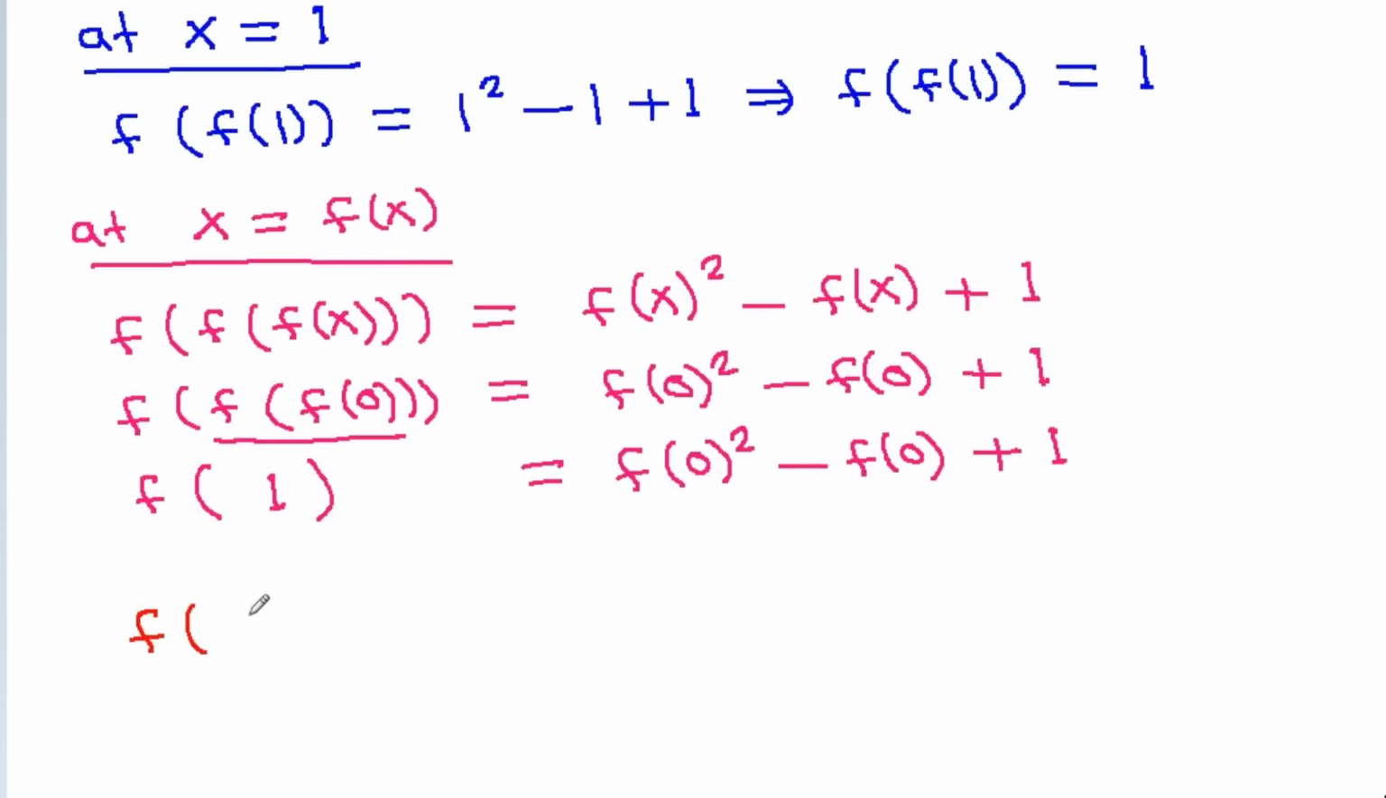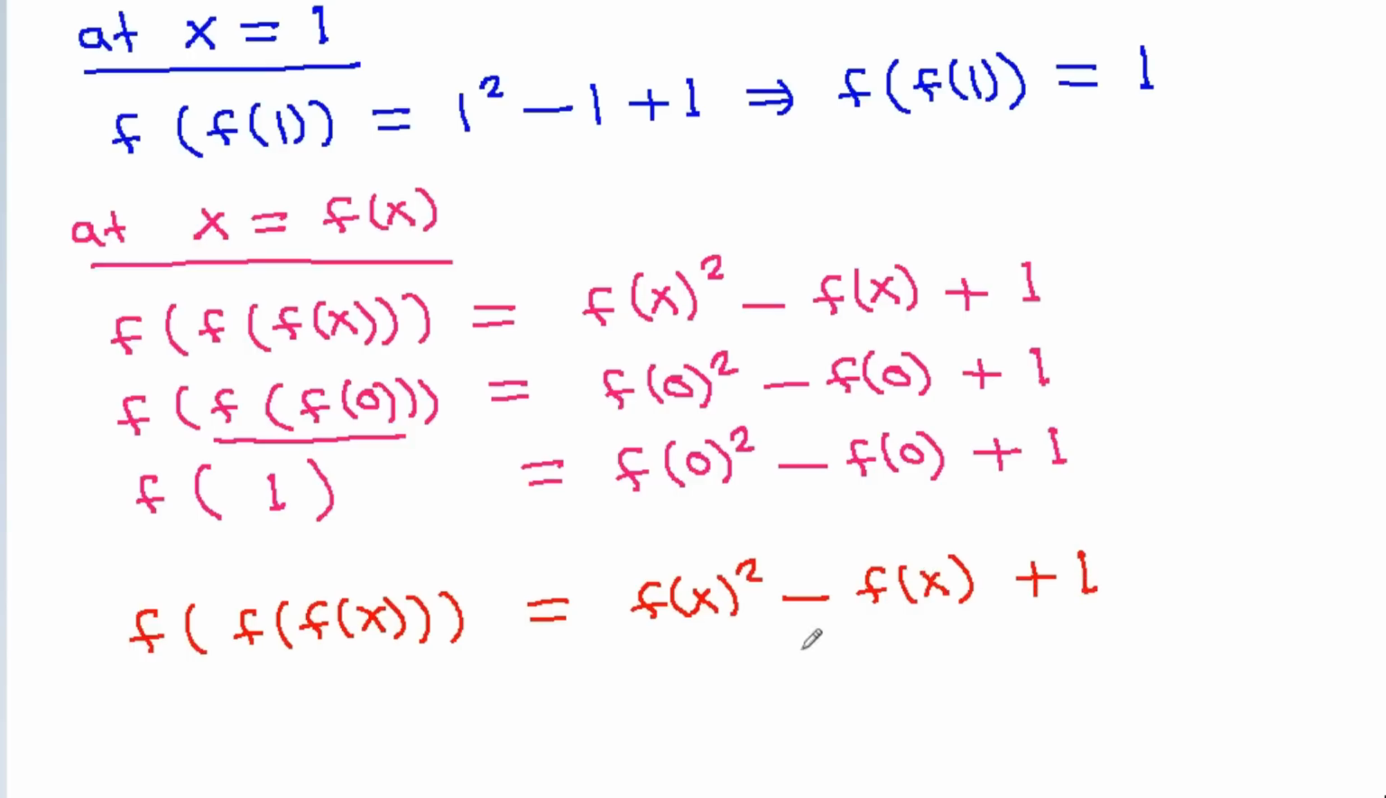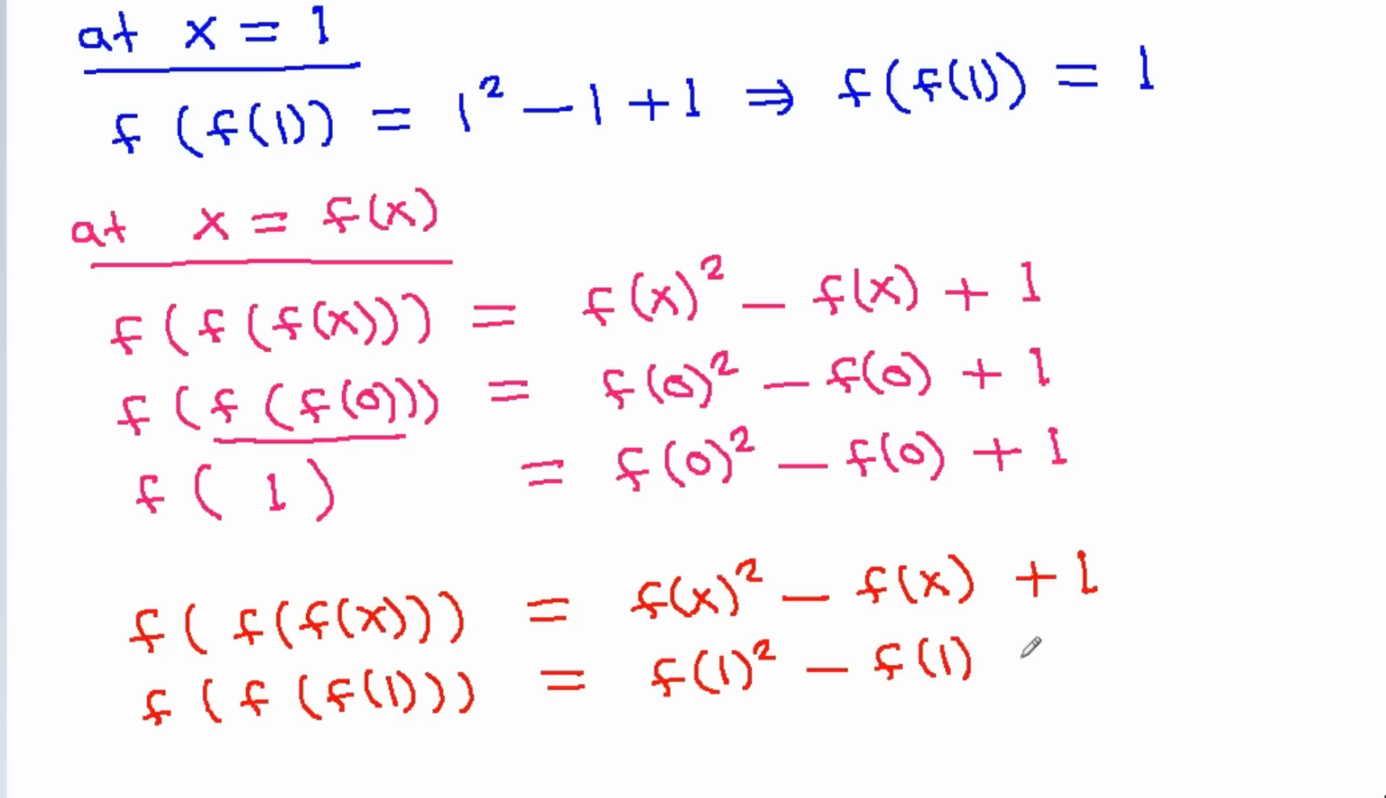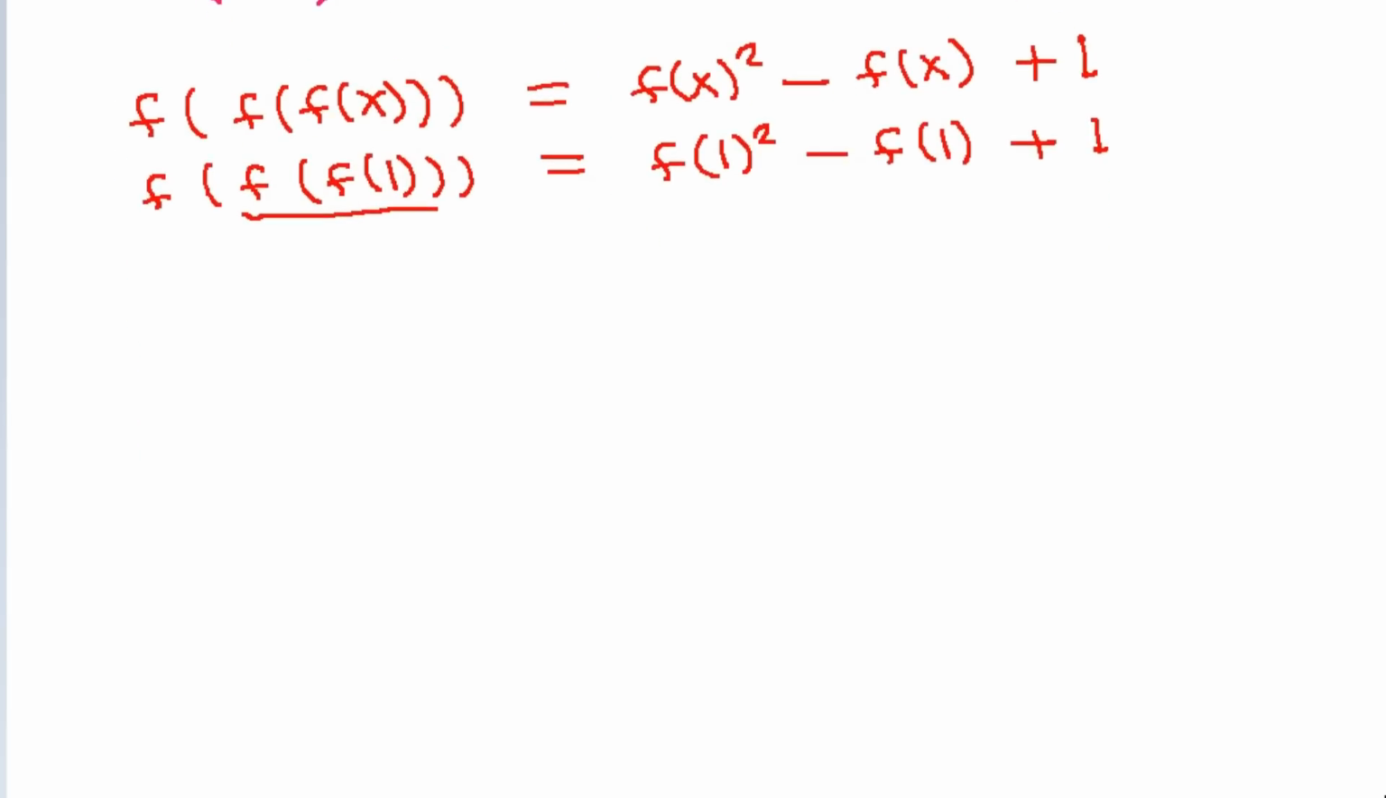And we have f of f(x) is equal to f(x) squared minus f(x) plus 1. And if we put x is equal to 1, then f of f(1) will be equal to f(1) squared minus f(1) plus 1. And f of f(1) is equal to 1. So 1 is equal to f(1) squared minus f(1) plus 1.